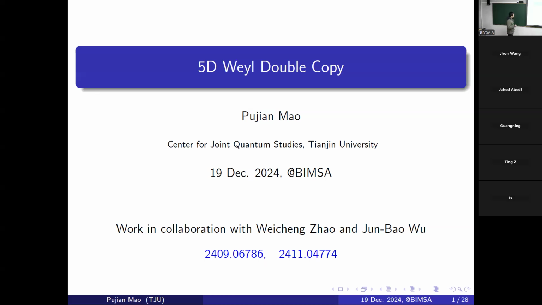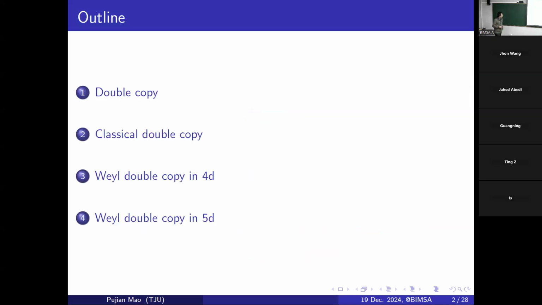The materials are based on two papers, work in collaboration with Junbao Wu, another professor from Tianjin University, and PhD students under our supervision. I will start from the double copy relations. It's an amplitude relation, and somehow this is the motivation, because people realized that first, and then the question is, can we realize the double copy relation at the classical level? This is a very recent observation, I think starting about 10 years ago.